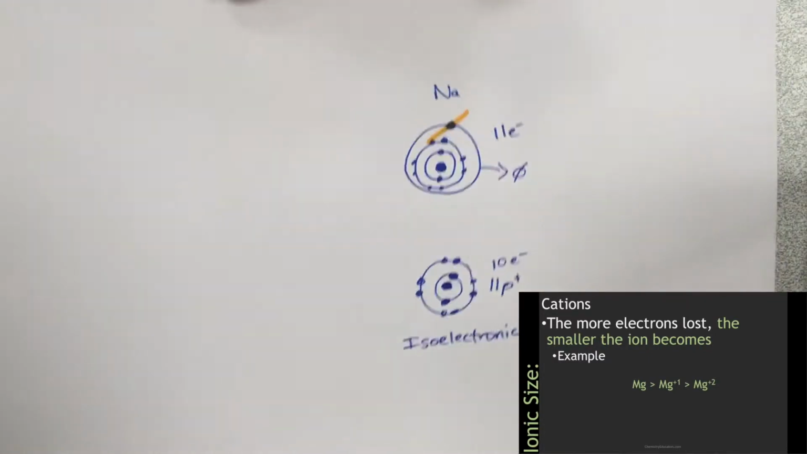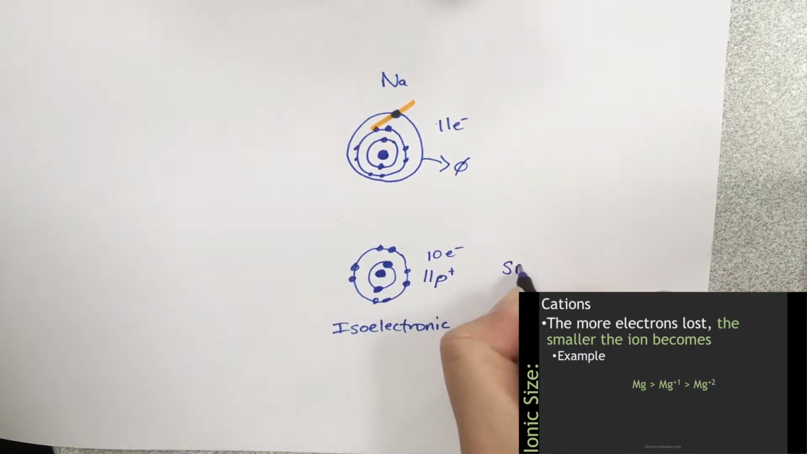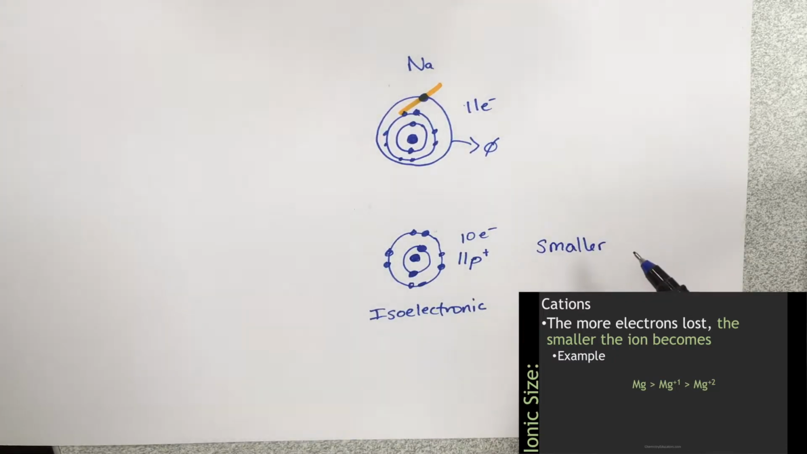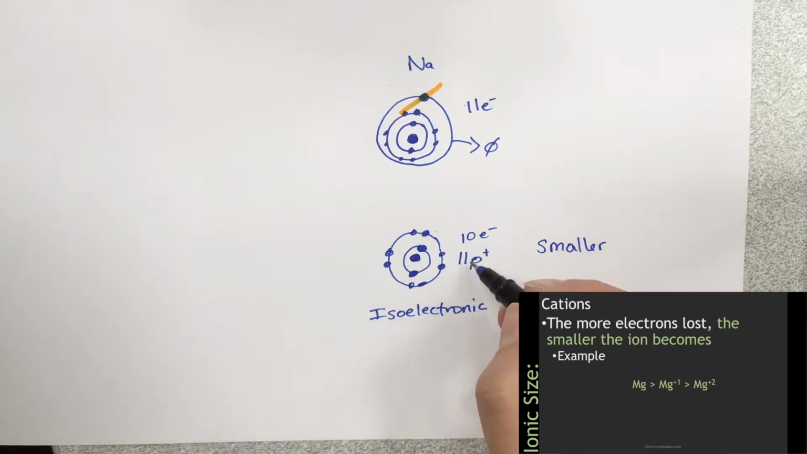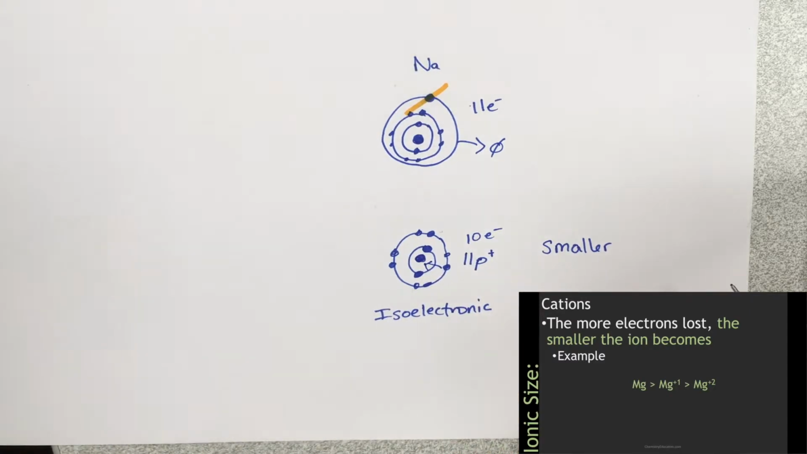So for this example, this is actually smaller for a couple of reasons. For one, we've lost an energy level, and for two, now the positive charge outweighs the negative, so they're going to be pulled in a lot more.